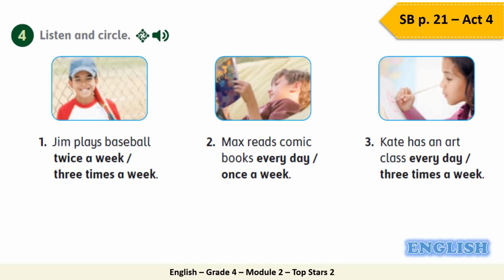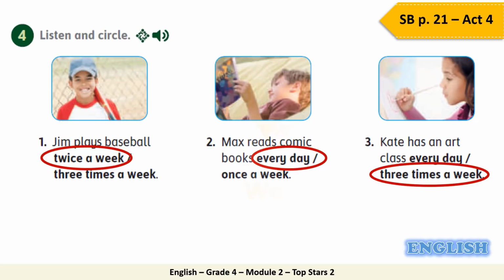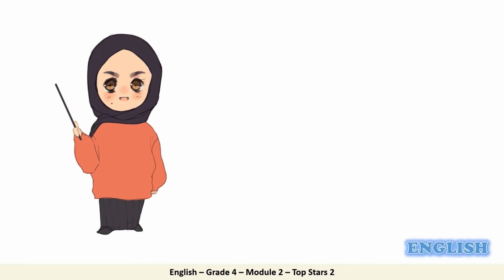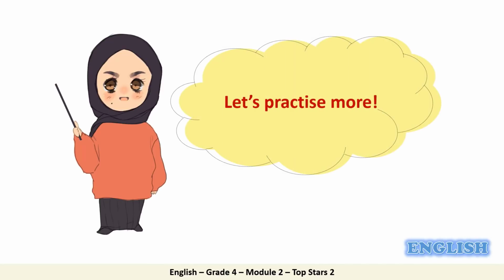Math class. Welcome back. Let's check our answers together. Number 1. Jim plays baseball twice a week. Number 2. Max reads comic books. That's correct. Every day. And number 3. Kate has an art class. Excellent. 3 times a week. Well done, everyone. Let's practice more.